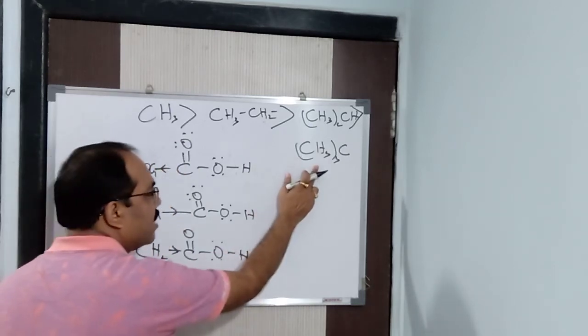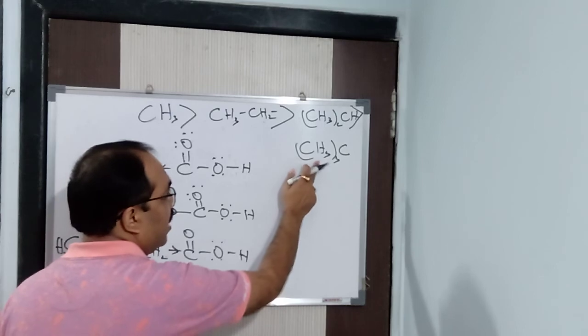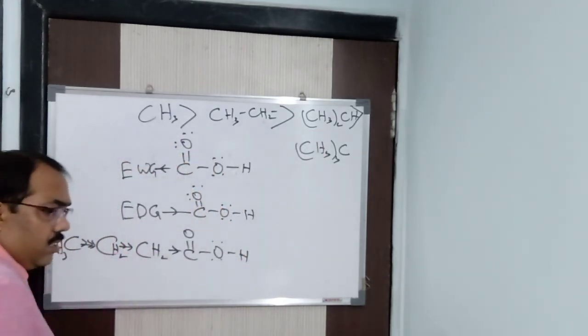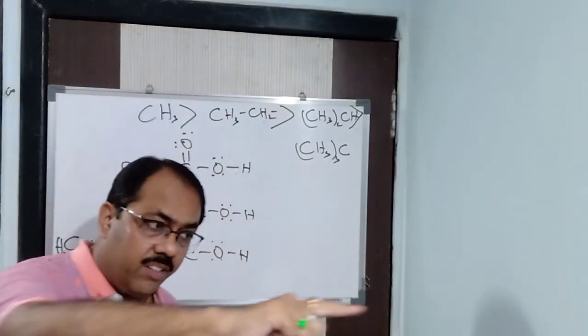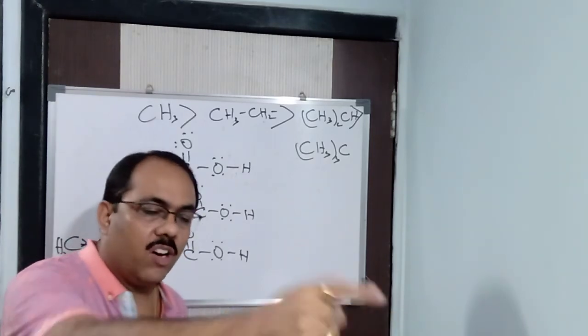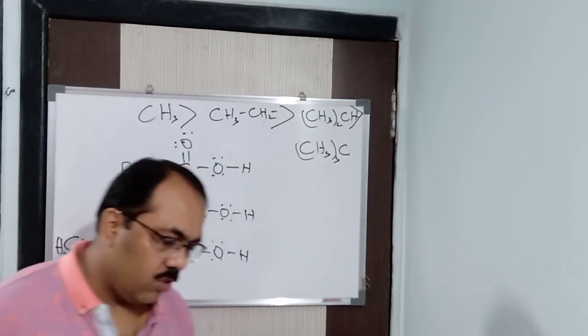So this is least acidic. This is tertiary, it is least acidic. Then iso, then ethyl. Clear? So in this way, the plus I effect increases in this manner, and acidic character rather decreases, or acidic character increases in the opposite direction, as I said. Alright, so this you need to remember.